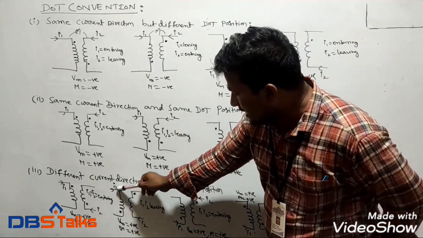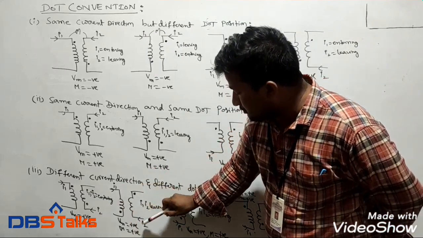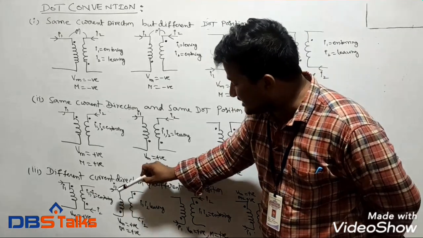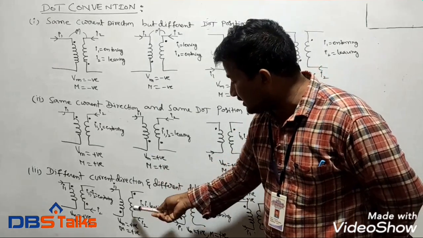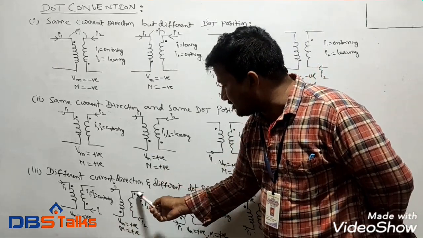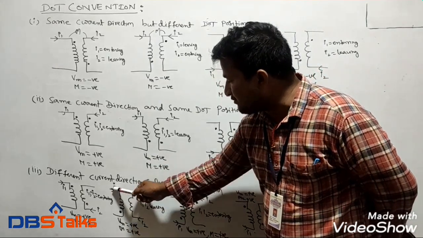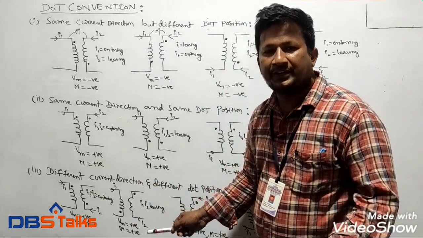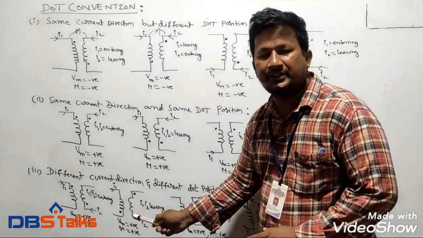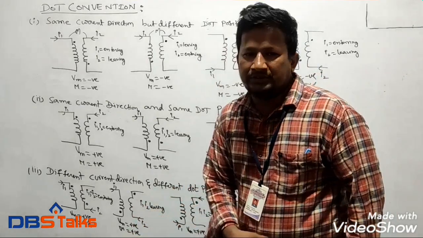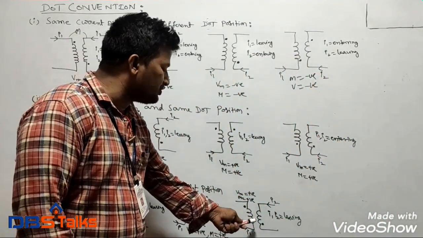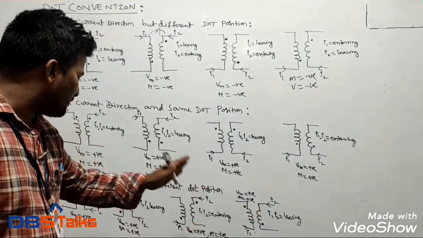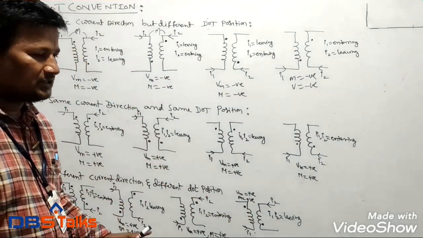And this one, I1 is leaving, I2 is also leaving, that is, both are leaving. I1 and I2 are leaving, but with two different dot positions. Because I1 and I2 are different, the mutual induced EMF is also different. That's why the mutual induced EMF is positive and voltage is also positive, and the remaining two are exactly opposite of these two diagrams.